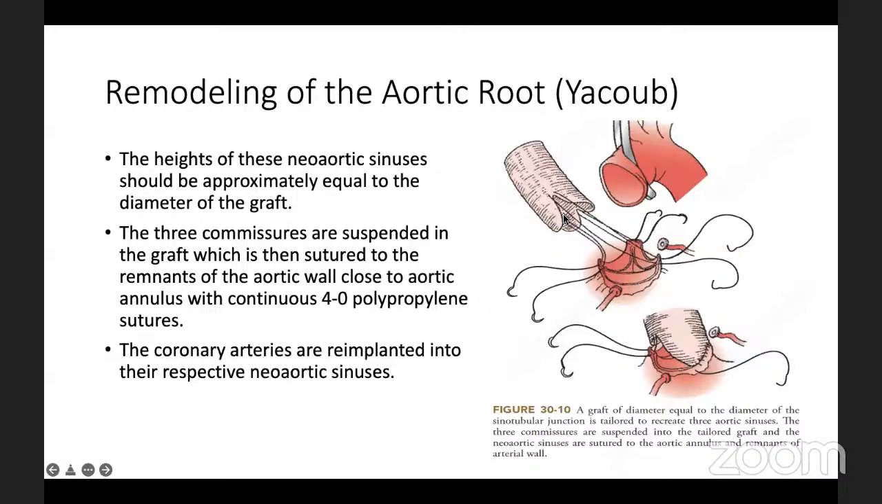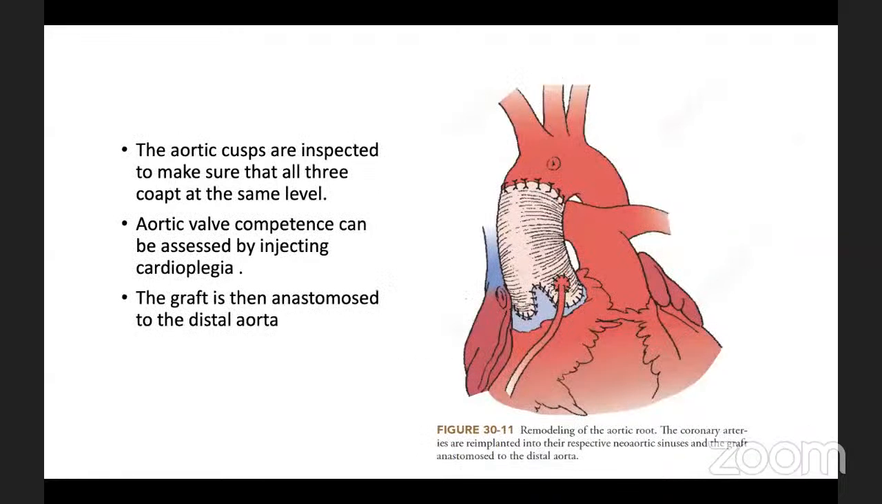The height of these new aortic sinuses should be approximately equal to the diameter of the graft, and the three commissure are suspended in the graft, which is then sutured to the remnant of the aortic wall, close to the aortic annulus, with continuous 4-0 Prolene suture. The coronary arteries are re-implanted into their respective new aortic sinuses. And the aortic cusps are inspected to make sure all three are coaptating at the same level.